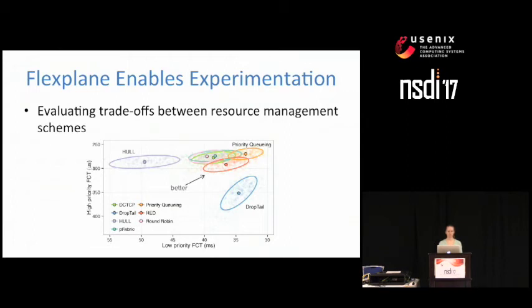For this simple workload, priority queuing achieves the best performance. Droptail performs well for long flows but poorly for short flows. At the other end of the spectrum, HULL displays the opposite behavior. This experiment demonstrates how Flexplane enables users to compare the performance of different resource management schemes in a real network, even for schemes that are not supported in hardware today, such as pFabric and HULL.